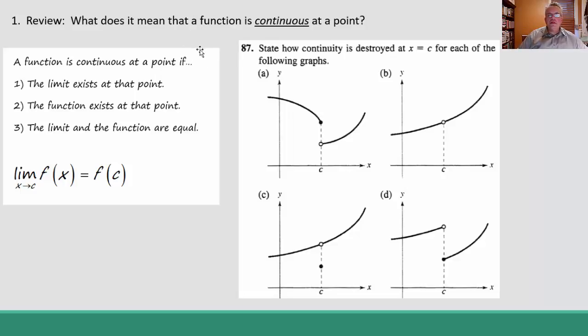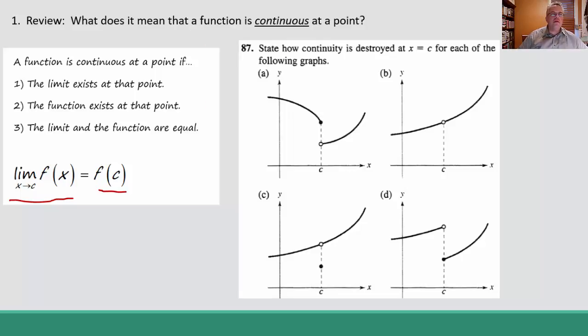What does it mean that a function is continuous at a point? Well, it means three things. First, the limit has to exist at the point. Second, the function has to exist at the point. And third, the limit and the function are equal. So this limit has to exist: the limit as x approaches the point of f of x. The function has to exist, and they have to be equal to each other. Another way to think of it is that the function actually equals what it is approaching at that point.